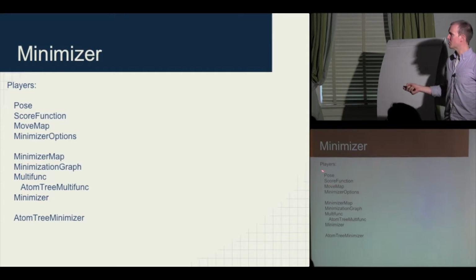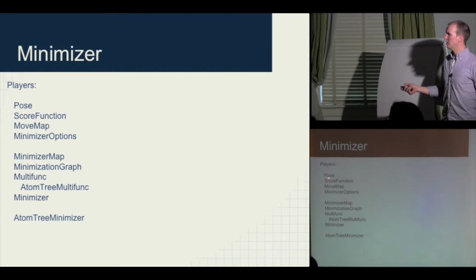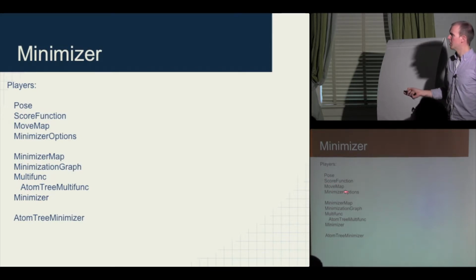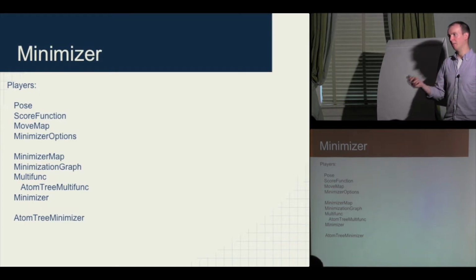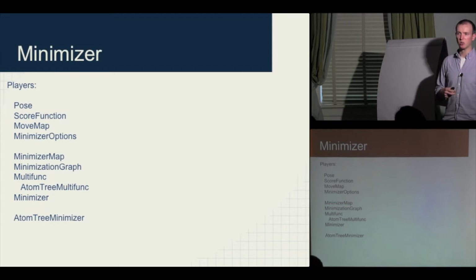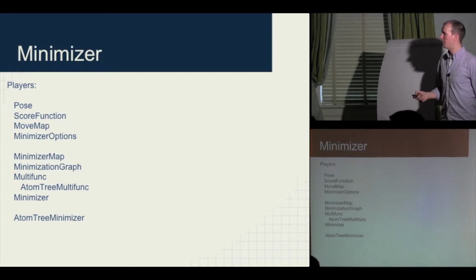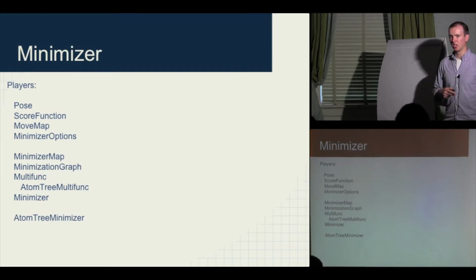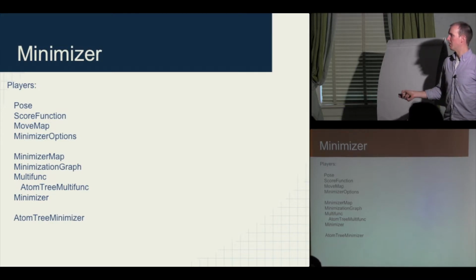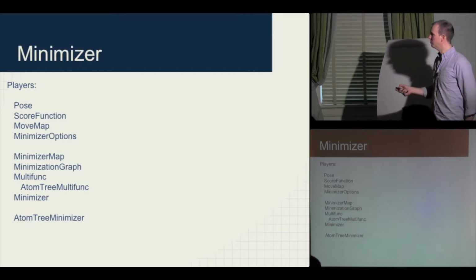Okay, so in the minimizer, the input to the minimizer is a pose. It's a score function, a move map, which describes which of the degrees of freedom you would like to allow to change during the optimization process, and then the minimizer options. And then you would pass this, say, to the atom tree minimizer. You pass these 4 things, and you can tell it to run.